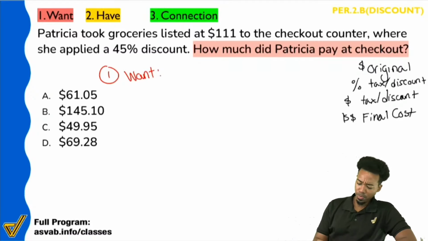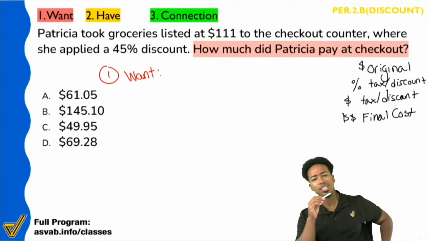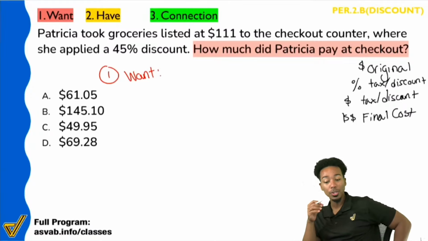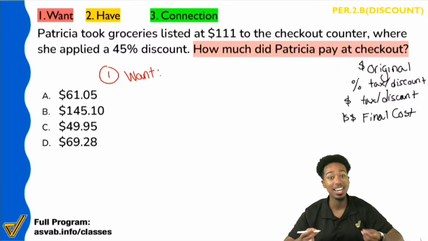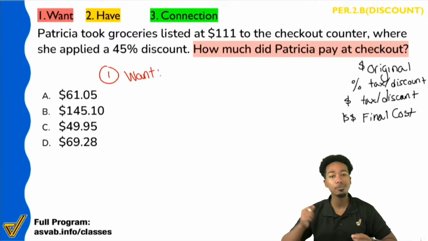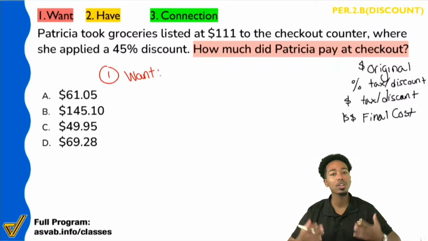So how much did Patricia pay at checkout, everybody? What does it sound like we're trying to find? Yeah, we're trying to find the grand total, the final amount that you pay, right? We're looking for the final amount. How much did you pay at checkout? At checkout, meaning when you swipe your card, the final amount, or pay in cash, either way. When you swipe that card, what's the final amount?